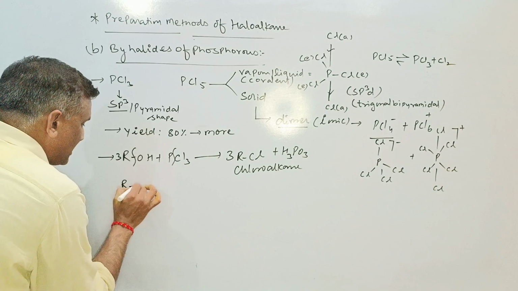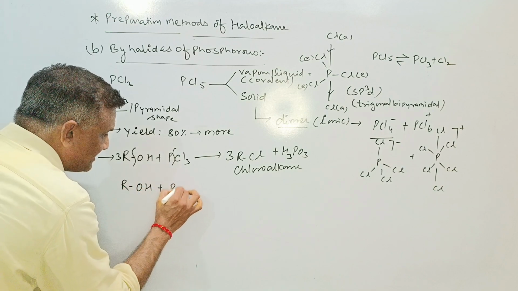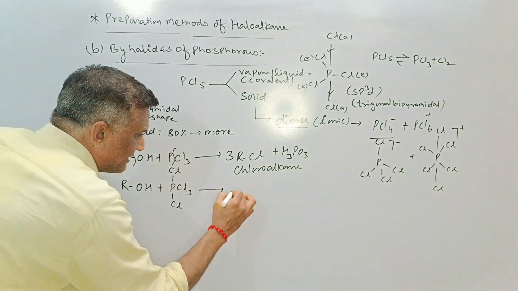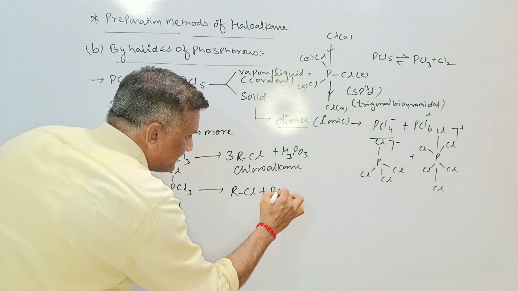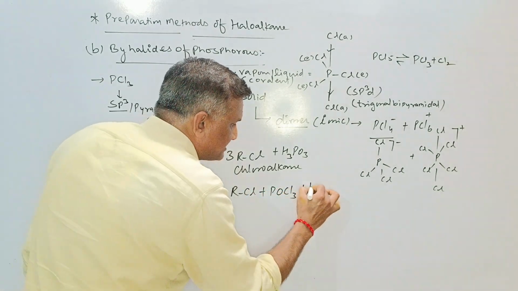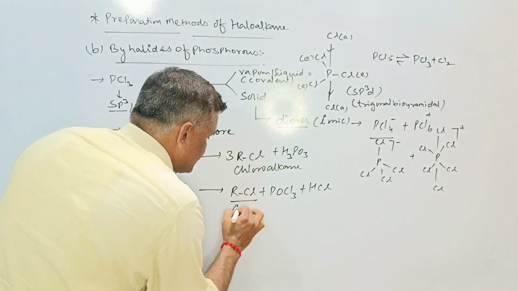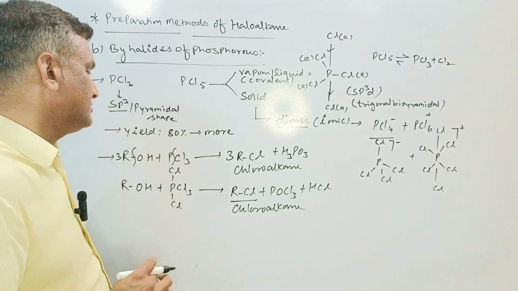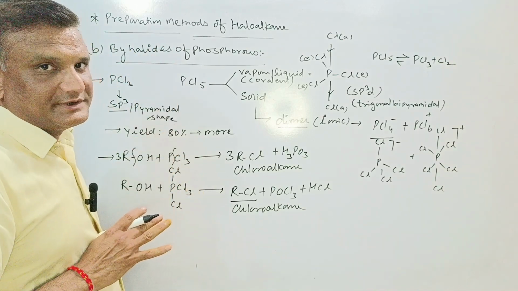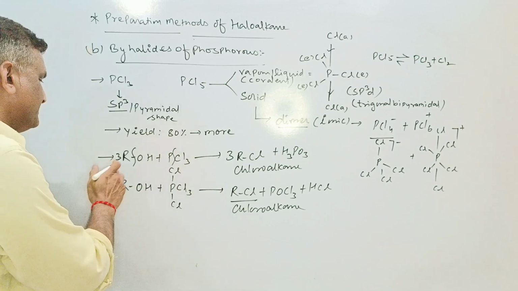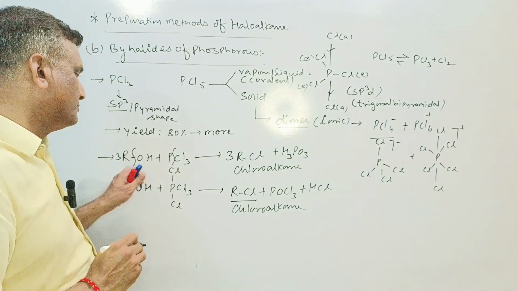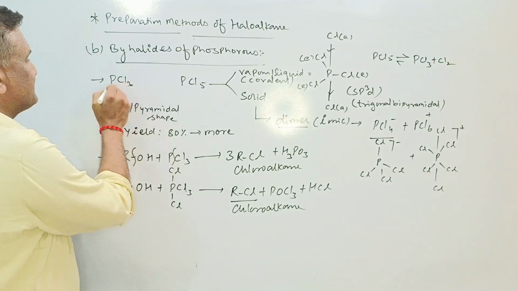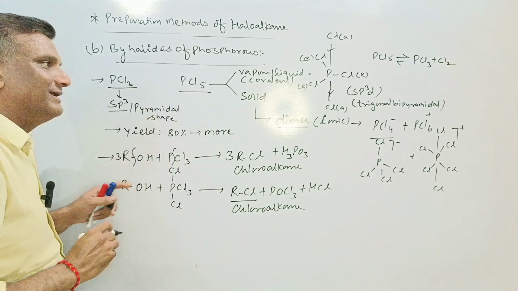Another is ROH alcohol with PCl5, which has axial and equatorial bonds. Here RCl chloroalkane forms, along with POCl3 and HCl. This was regarding the halides of phosphorus. Read the matter properly. Chloroalkane forms from both phosphorus trichloride and phosphorus pentachloride. This is the phosphorus trichloride and this is the phosphorus pentachloride. It exists in two forms.